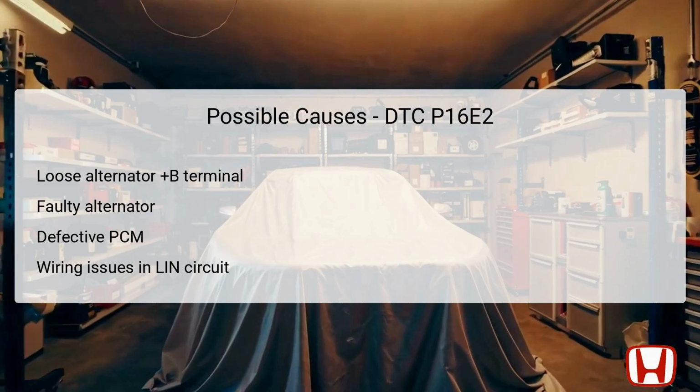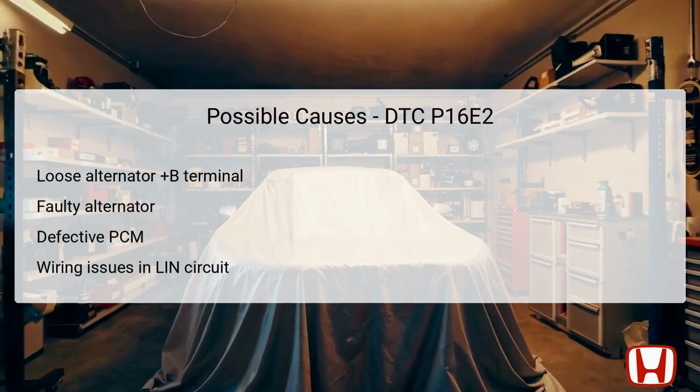Several possible causes could lead to the DTC P16E2 alert. One of the primary causes is a loose connection at the alternator's +B terminal, which is crucial for power delivery and communication. If this terminal is not securely connected, signals may not pass through effectively. Additionally, a faulty alternator can directly impact the signals sent to the PCM, resulting in communication failures.